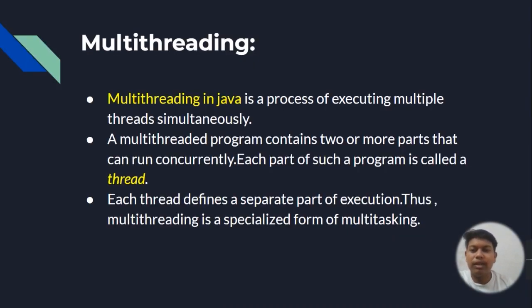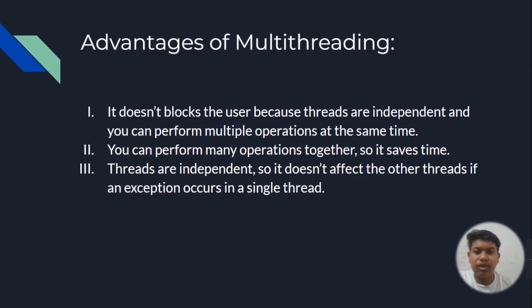Multithreading. Multithreading in Java is a process of executing multiple threads simultaneously. A multi-threaded program contains two or more parts that can run concurrently. Each part of such a program is called a thread. Each thread defines a separate part of execution. Thus, multithreading is a specialized form of multitasking.